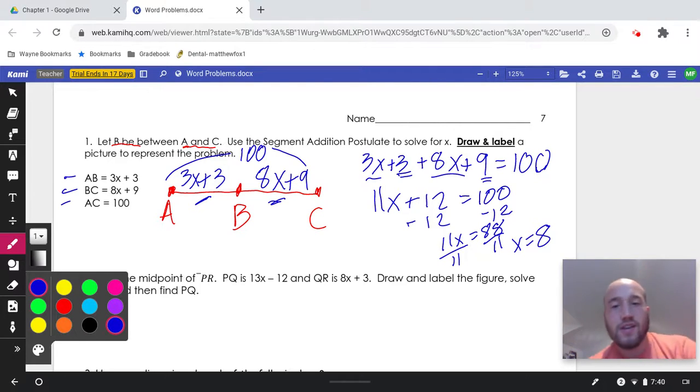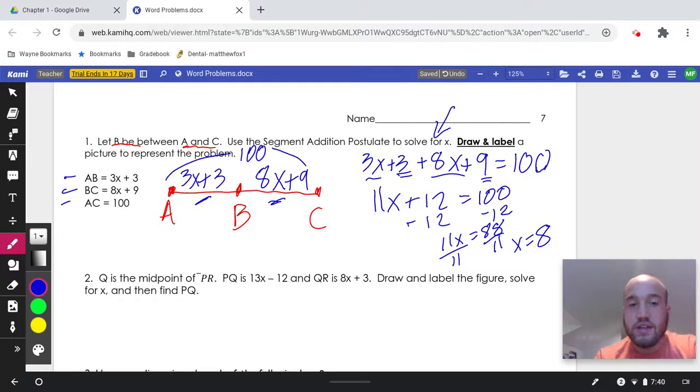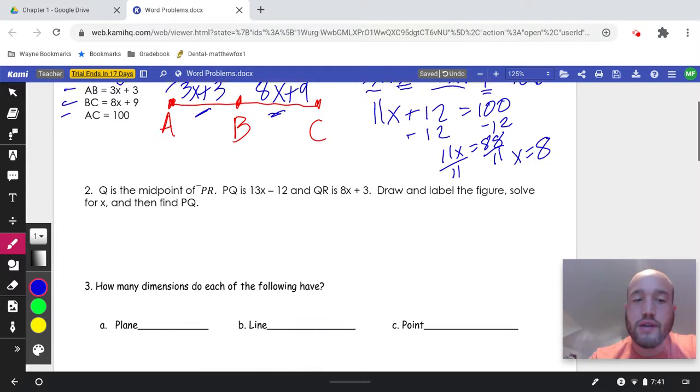Now on this one, it said to solve for x. That's all we had to do, so we are done. Sometimes it asks us to solve for AB or a certain chunk. If that was the case, we would plug it in right over here for the x, and we'd have one more step to do. But this time it just asks for x, so we're done.